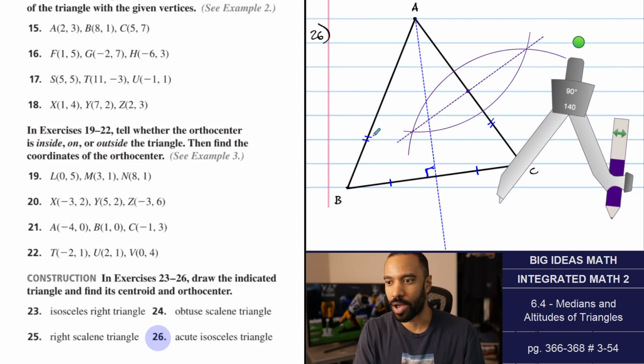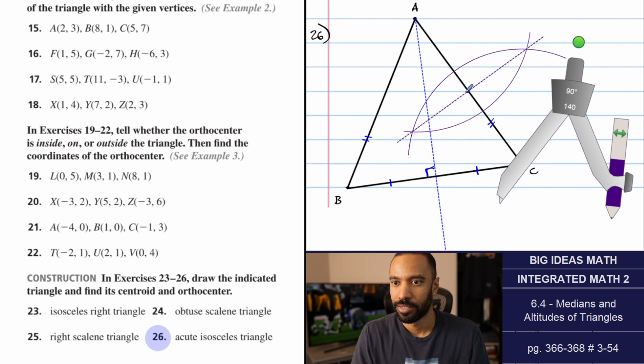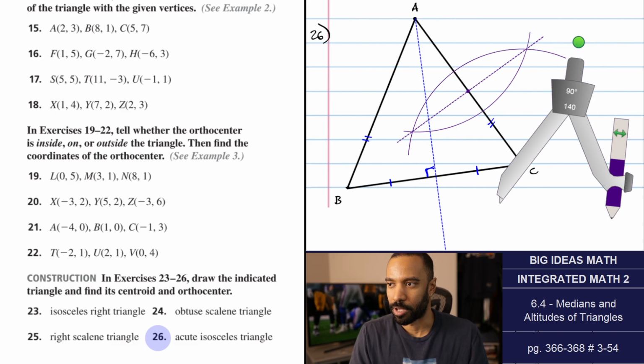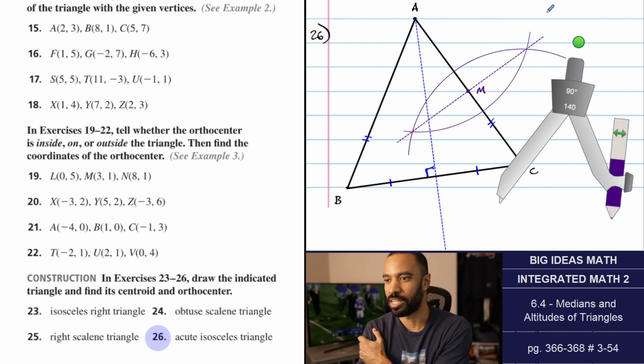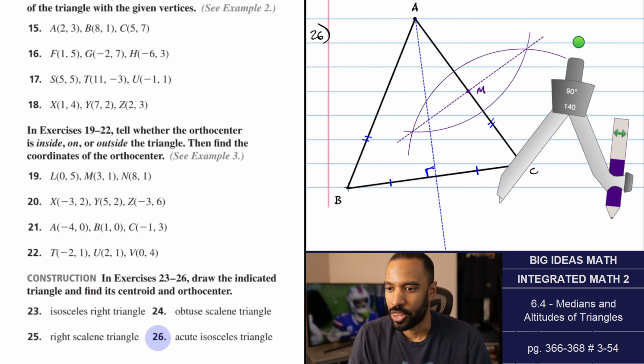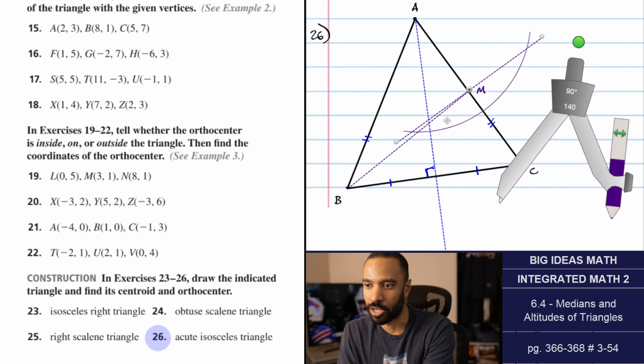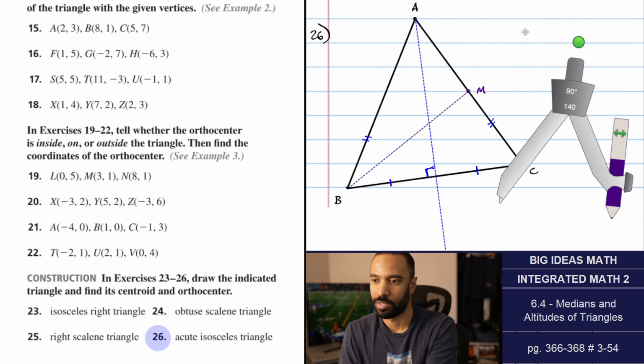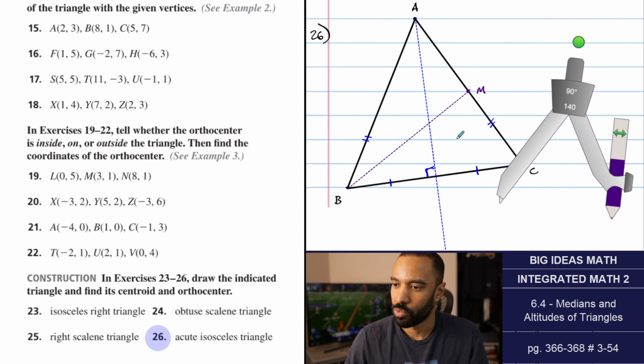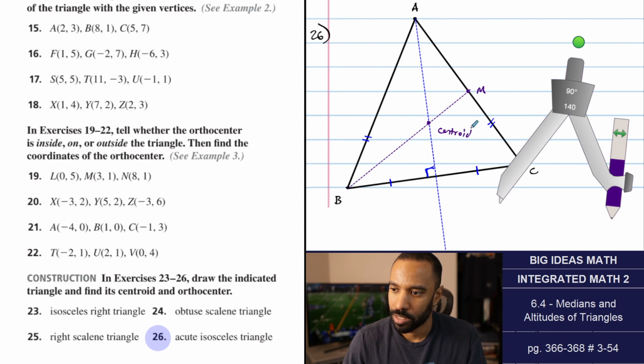Okay. Therefore, I can draw a median from B to there. And when I draw that, I'm not going to label it. When I draw, actually, yeah, I will. I'll call this one M for median or for midpoint. When I draw that from here to here, and I'll erase all the other stuff, I'm sorry. When I draw that, I've now found the concurrent point between these two, which makes my centroid. Centroid is there.